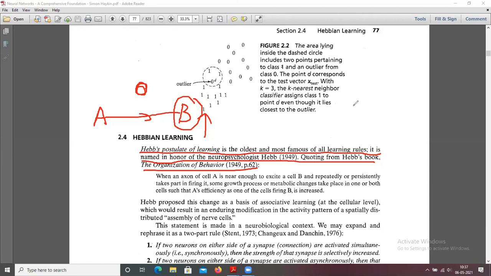However, Hebb's postulate is based on a neurobiological context. So how do we translate it into a way that we need? Here we are going to mimic the human brain, how the human brain behaves. So how can we translate it to implement in an artificial neural network? It can be done by breaking the postulate into two simple rules.